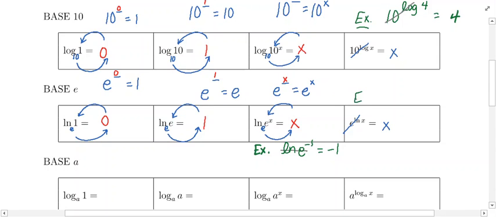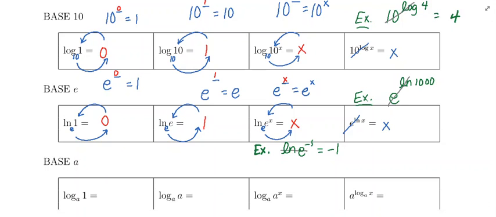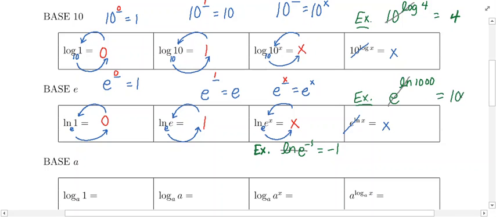As an example, if you see e raised to the natural log of 1,000, the e and the natural log would cancel, and so the 1,000 would come down as the answer.